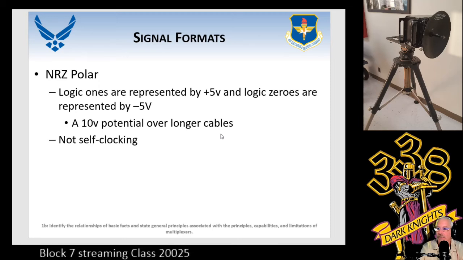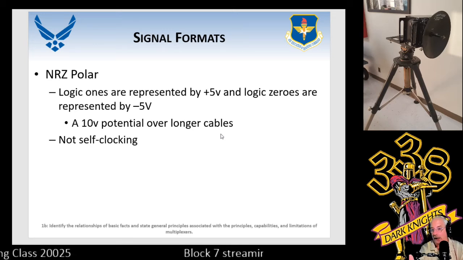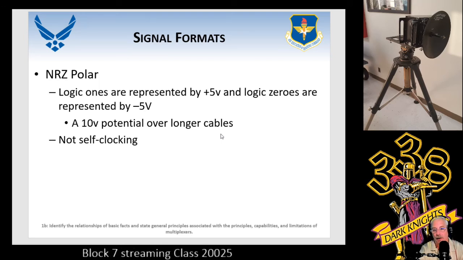Now, this time we're going between a positive 5 and a negative 5, which gives us a 10 volt difference. But I can go further down a cable with it. I can see that when it gets to where neutral could not differentiate whether it was a 1 or 0, with the 10 volt potential, you'll be able to see that there is a difference between a negative 3 and a positive 3. Well, that's a lot more different than only seeing a 2 volt difference.